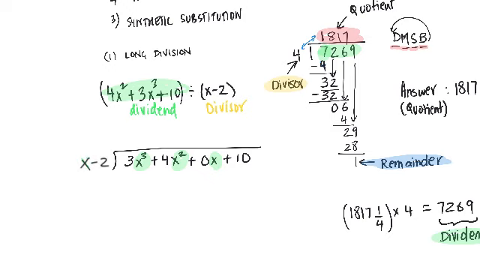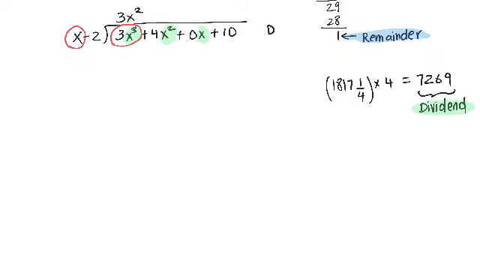And then we begin the process of long division. So the first step is divide. What I'm going to divide is this 3x cubed by this x. So 3x cubed divided by x is 3x squared. And if you're confused about why, just think about what you need to multiply x by to get 3x cubed.